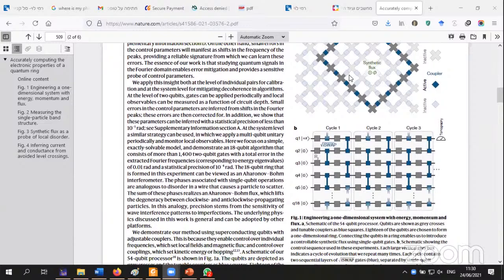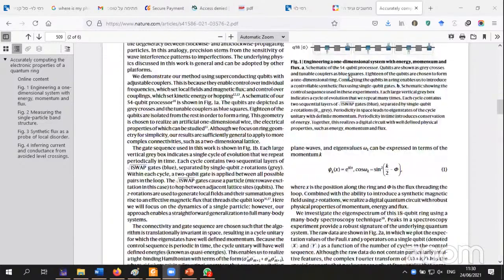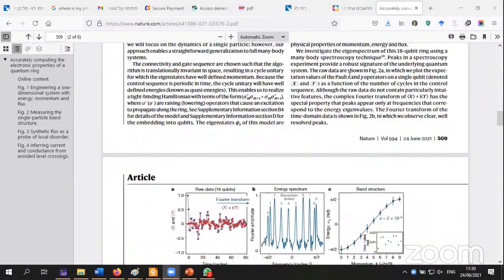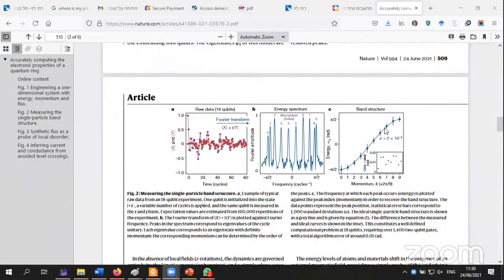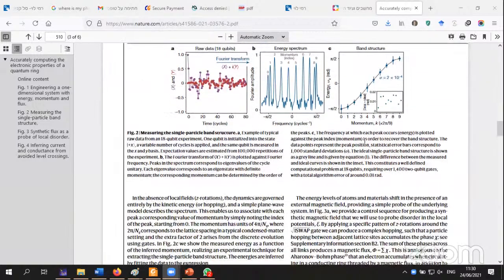Then they can even apply something that looks like a magnetic field, and so on and so forth. So you see, this is the band structure. This is the band structure of the spin model, which is the same as the fermions, right? So they use this mapping to study fermions using spins.